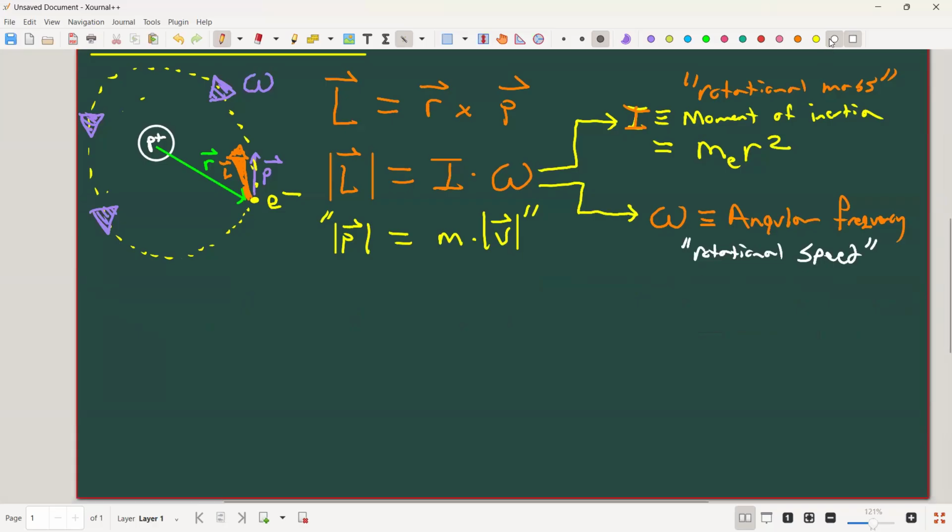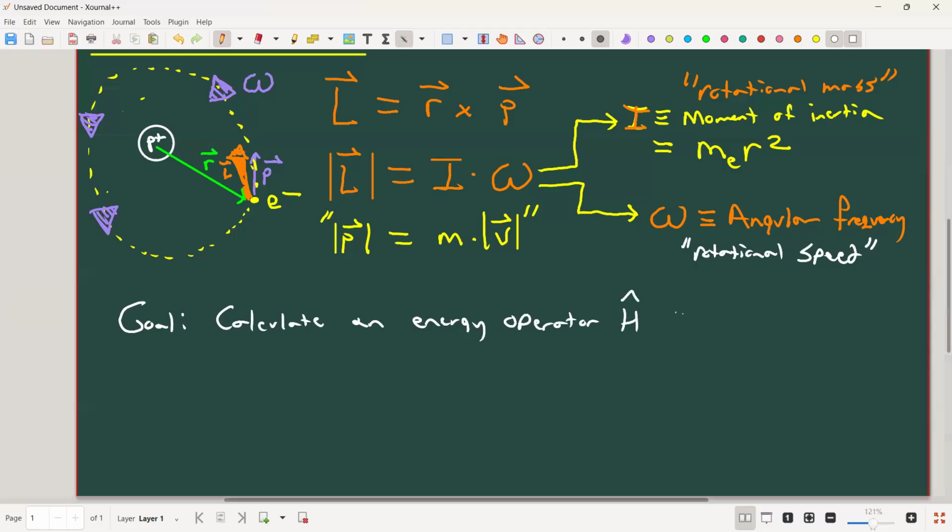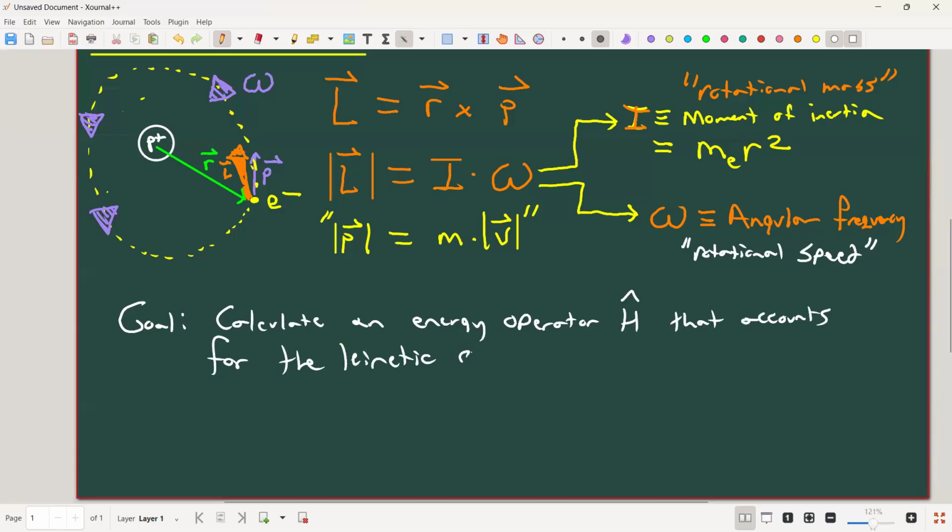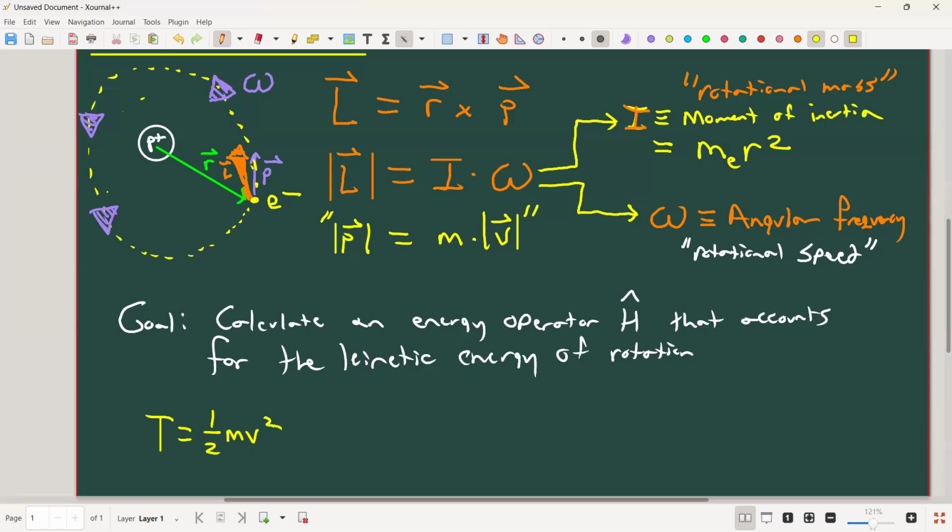And remember, ultimately, our goal is to calculate an energy operator, right? The Hamiltonian that accounts for the kinetic energy of angular momentum, or the kinetic energy of rotation. And in linear terms, the kinetic energy is 1/2 mv squared, right? That's in linear terms. We have linear motion. So all we need to do is just replace these with our angular terms.